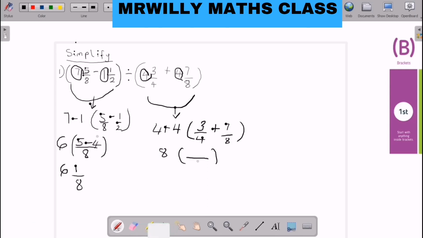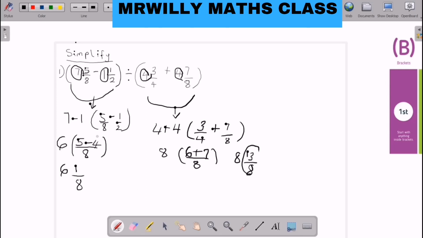What's the LCM of 4 and 8? That will be 8. Then 4 in 8, that will be 2. 2 times 3, that will be 6, plus. Then 8 in 8, that will be 1. 1 times 7, that will be 7. So this will lead to 8 whole number, 6 plus 7, that will be 13 over 8.